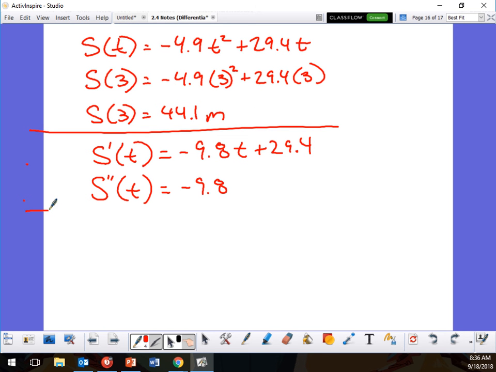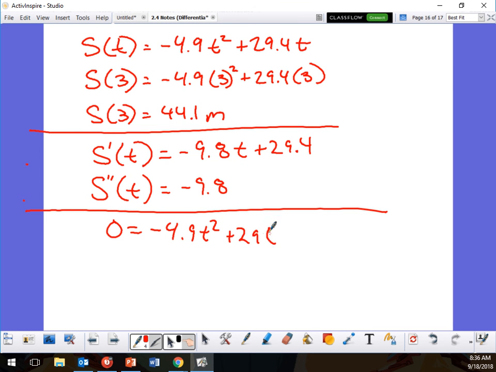So now we have that one right there, the position function. If it's going to hit the ground, what's the height? 0, right? So if I want to know when it's going to hit the ground, I need to set the position, the height, to 0. So it's going to be 0 equals negative 4.9 t squared plus 29.4 t.